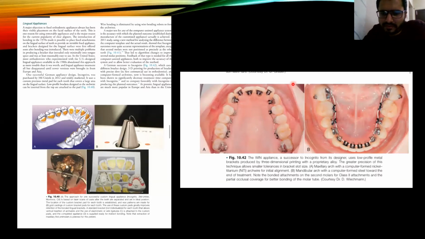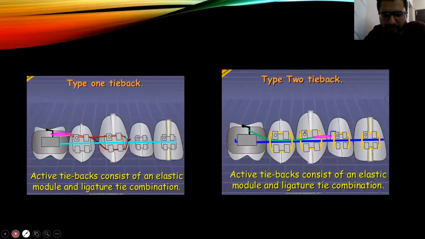Yeah, Craven Kurz or that Kinya Fujita fellow. At different places, these two people had started this lingual appliance. Not that popular, but okay. Now these are your tiebacks.